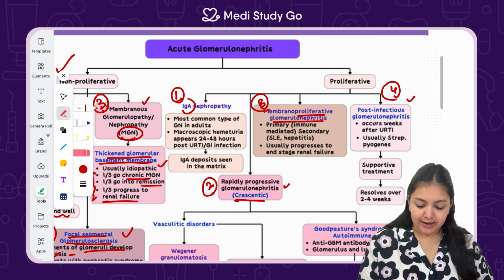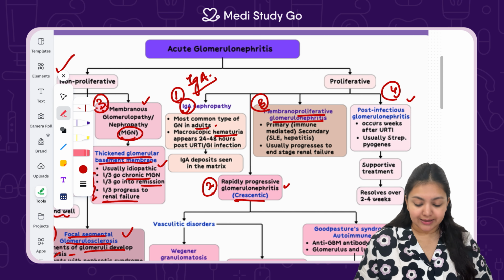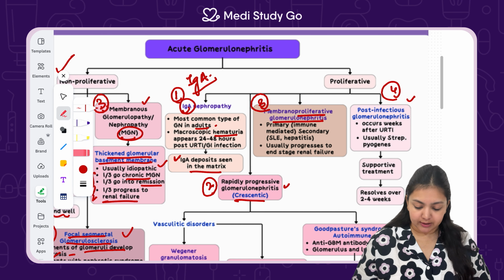Coming to the first one, as the name suggests, immunoglobulin A is deposited in this one. It is the most common type of nephritis in adults. Macroscopic hematuria appears within 1 to 2 days after any urinary tract infection or gastric infection. IgA deposits are seen in the matrix of the kidney.